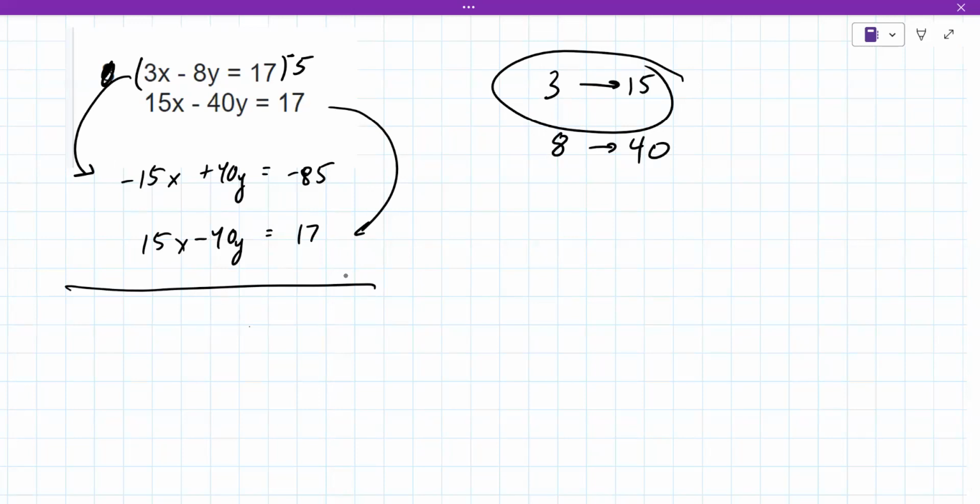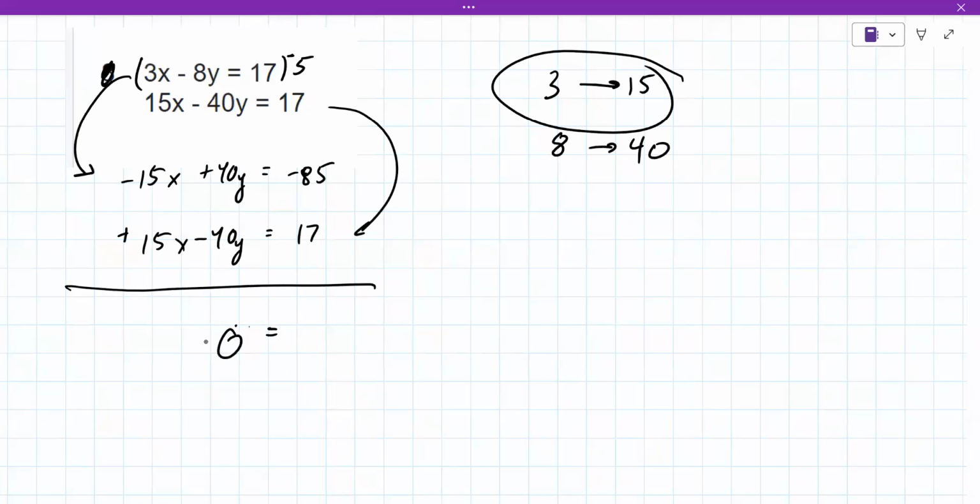What's on the left side of the equation? -15x plus 40y. Okay, but you're seeing my screen, right? Like there's a -15x here and a +15x here. What do those add up to? 0. Okay, plus 40y minus 40y. That's 0. Yes. So what is the left side? -85 plus 17. Yeah, the right side is that. What about the left side though?